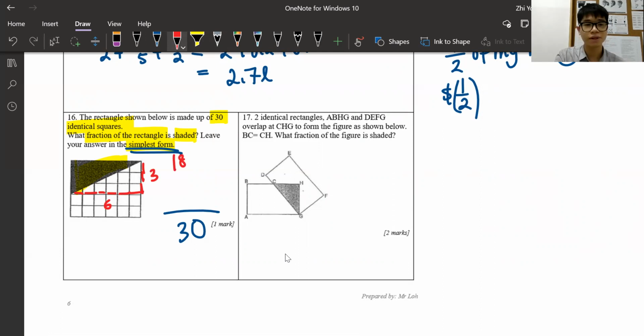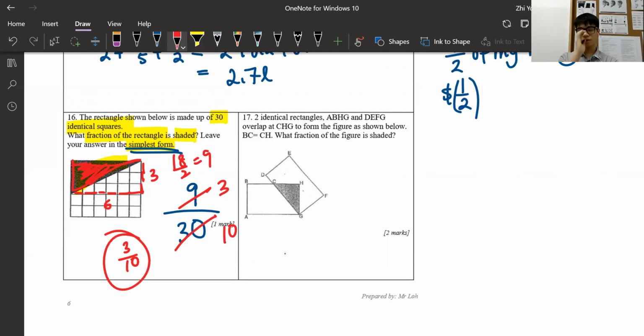And by comparing this, you can see that half of it is shaded. 18 divided by 2 is 9. And so we can just say that there's 9 over 30 shaded. That's all. And we just need to simplify. Divide by 3, 30 divided by 3 is equal to 10. So the answer here is 3 over 10.